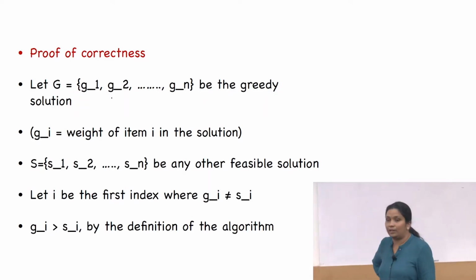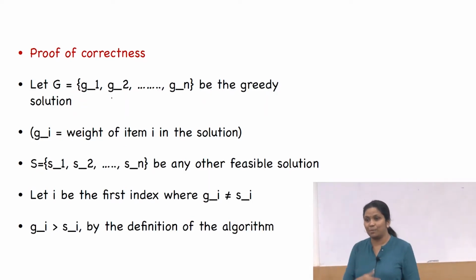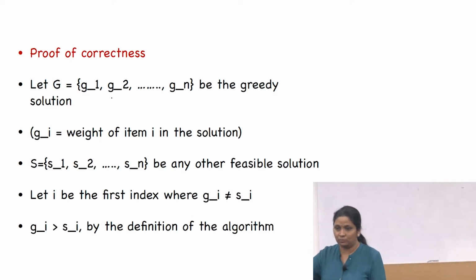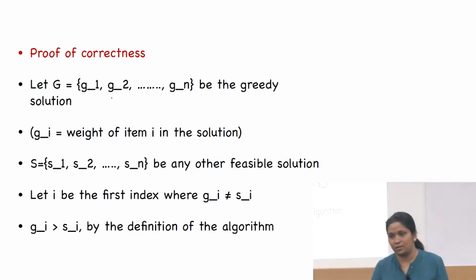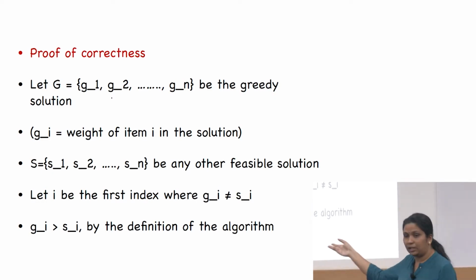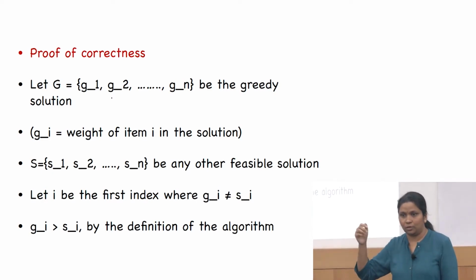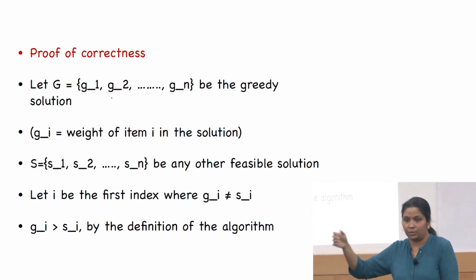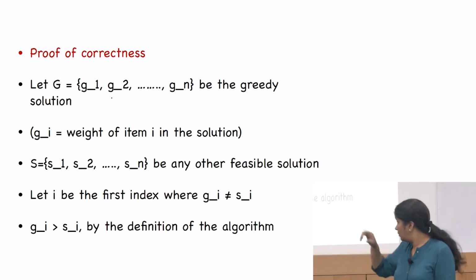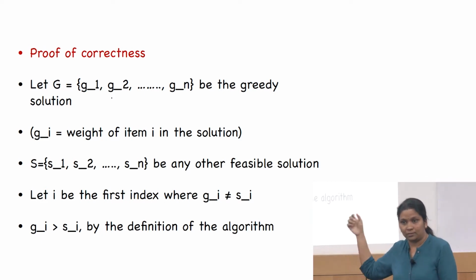By the greedy algorithm, you take the maximum possible value of the item you choose. First item, however much is possible, you take that much. So GI would have taken the entire available quantity of item I, or whatever is the remaining. SI cannot take more than that, SI cannot be larger than that. Then our greedy would have taken that much.